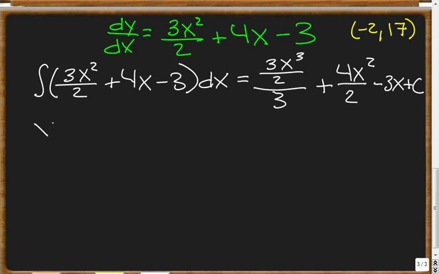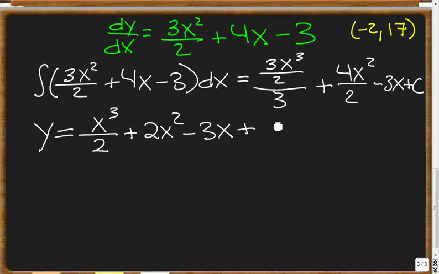So we know here that y is going to equal, let's simplify these. Dividing by 3 is the same as multiplying by 1/3. And so this is actually going to become x cubed over 3. Or excuse me, x cubed over 2. So we get x cubed over 2. 4x squared over 2 becomes 2x squared. We have -3x, and we have plus c.